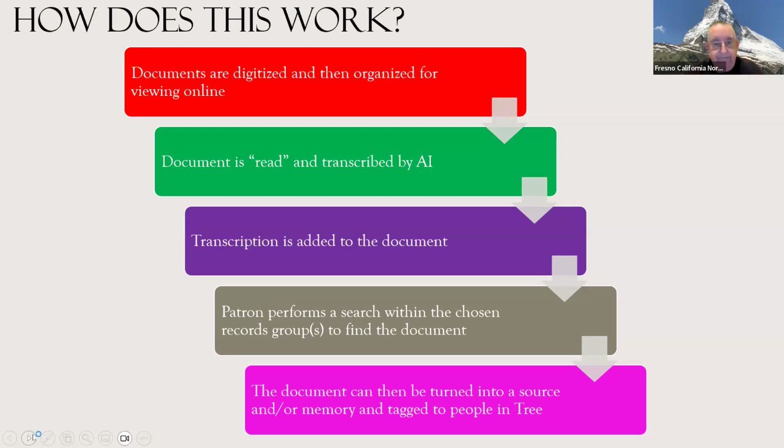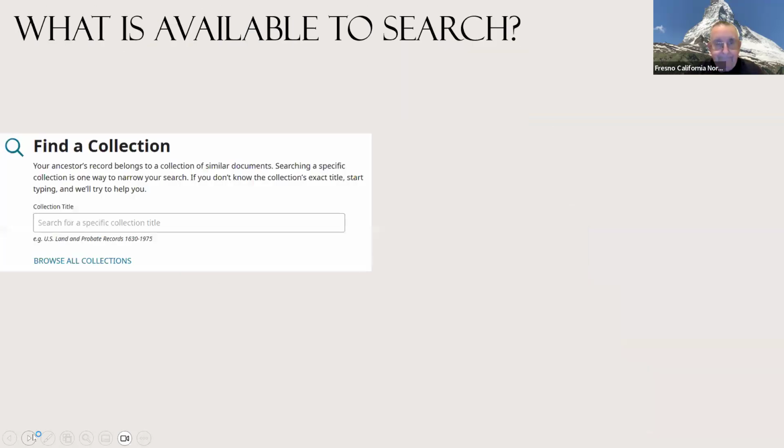They're paired together. The patrons then can perform a search within the chosen record group or groups and find the document. And when they find it, they'll be able to turn it into a source or a memory and tag people to it in Tree. So this is basically the sequence of how things will flow with this program.